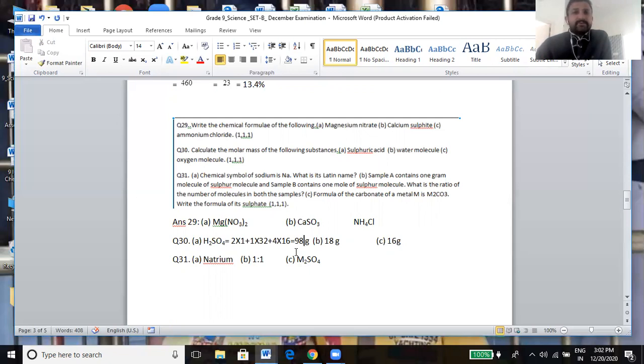And next one is water molecule, that is formula will be H2O, as you know, and 1 into 2 plus 1 into 16, which is equal to 18 gram.